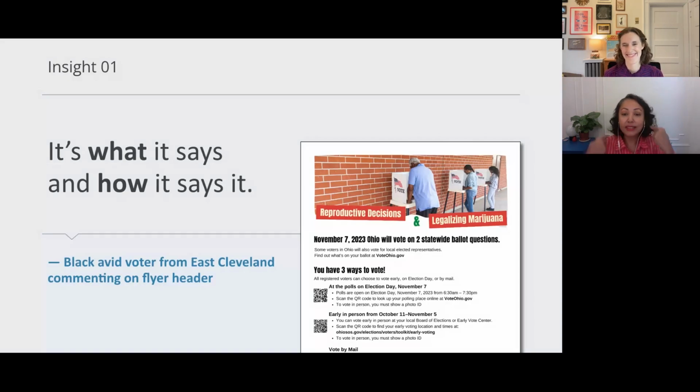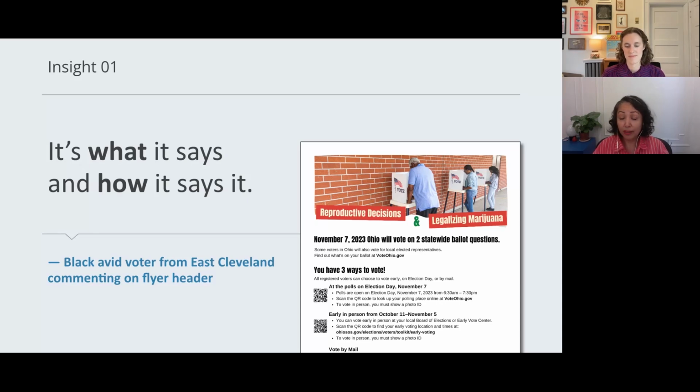So we conducted some of our research in 2023 prior to Ohio's general election in November. During that election, there were 2 controversial issues on the ballot. Issue 1 was about reproductive decisions, and issue 2 was about legalizing recreational marijuana. When we tested these flyers with ballot issues 1 and 2 prominently placed on the top, as you see here, it evoked some really strong reactions from participants.